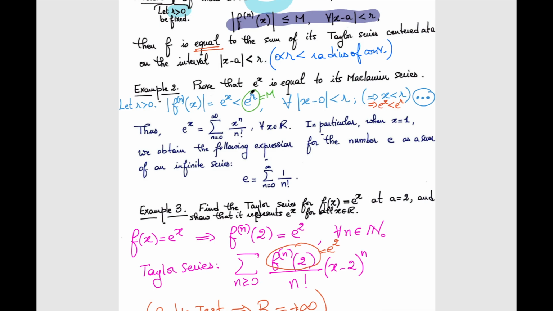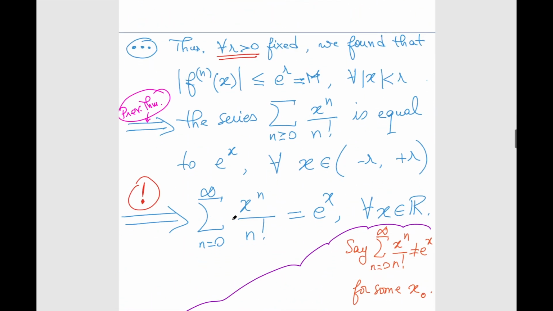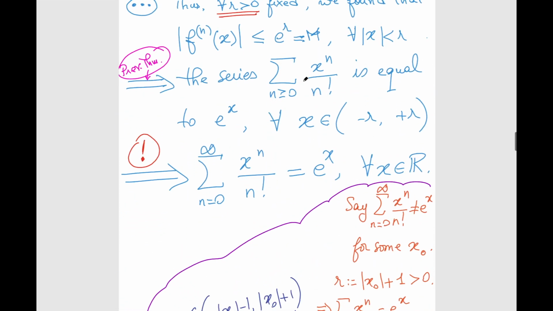Okay, so you get to see that in general, if you don't take 2, if you take a, the bound may be chosen to be e to power R plus a. Okay, so my point here is the same game, just redo it to learn it, and then what? And then we get to that same point. So we get that the Taylor series of the function centered at 2 is equal to e^x for any x in between 2 minus R and 2 plus R, right?